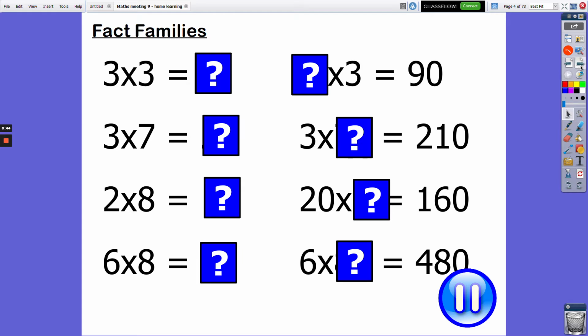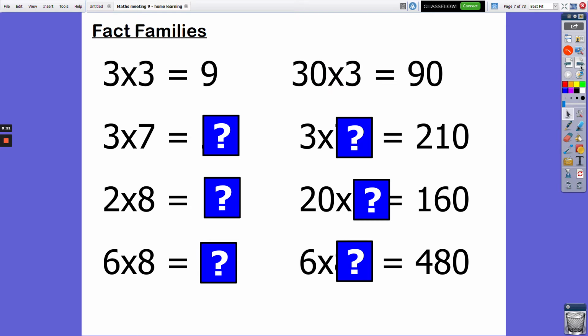3 multiplied by 3 equals 9. So what multiplied by 3 equals 90? 30 multiplied by 3 equals 90. 3 multiplied by 7 equals 21. So 3 multiplied by what equals 210? 3 multiplied by 70 equals 210.